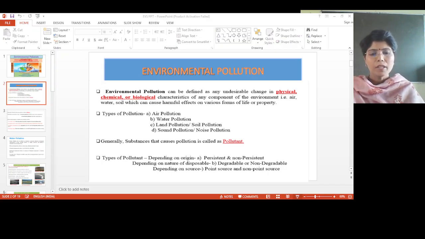Acid rain. When fossil fuels are burned, harmful gases such as nitrogen oxide and sulfur dioxide are released into the atmosphere. When water droplets combine with the pollutants, they become acidic and fall as acid rain, harming people, animals, and plants.